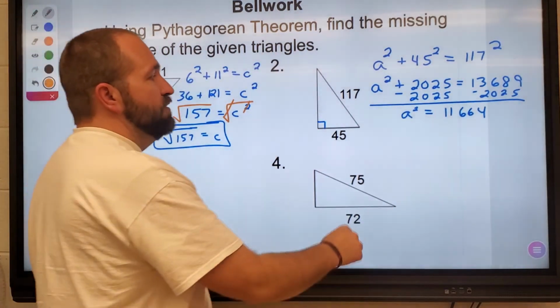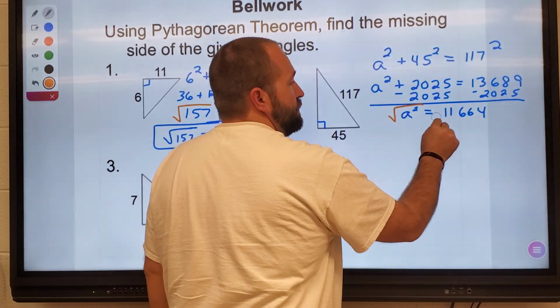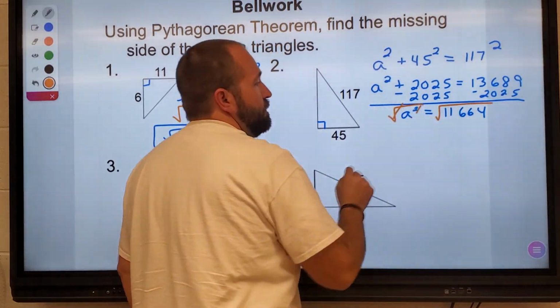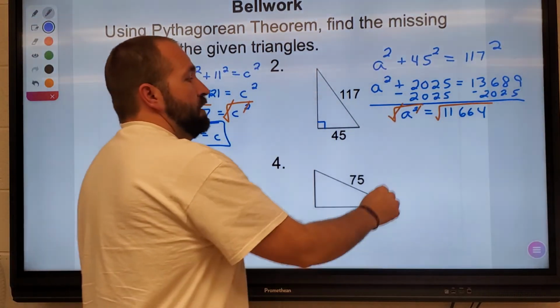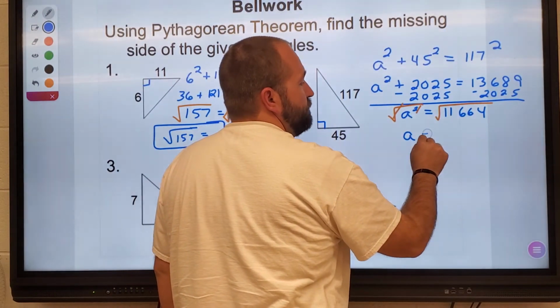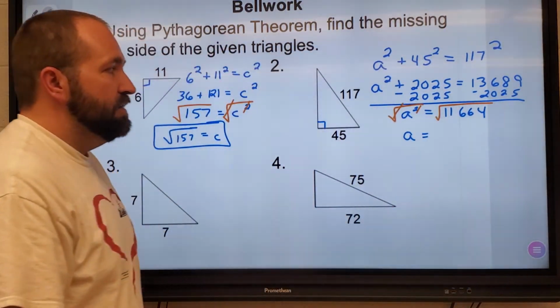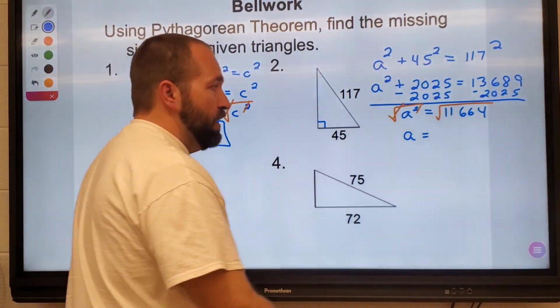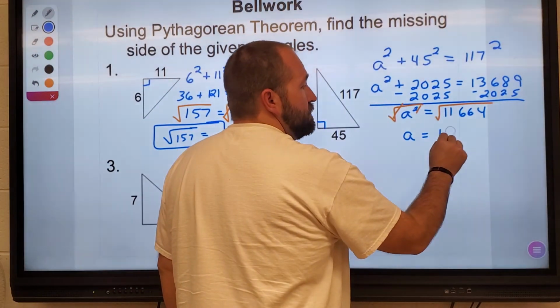I'm going to take the square root of both sides, again trying to get rid of that square there. And if I take the square root of 11,664, you'll find that it's actually a perfect square. You should get 108.